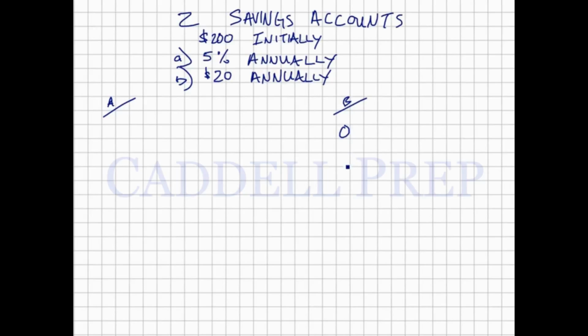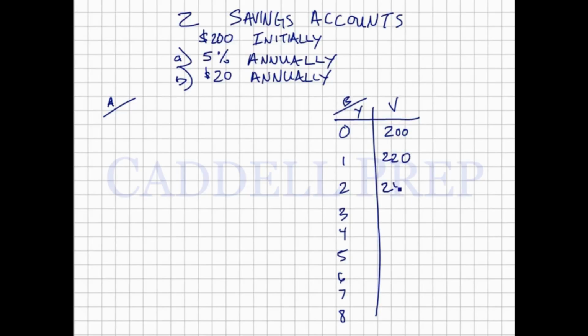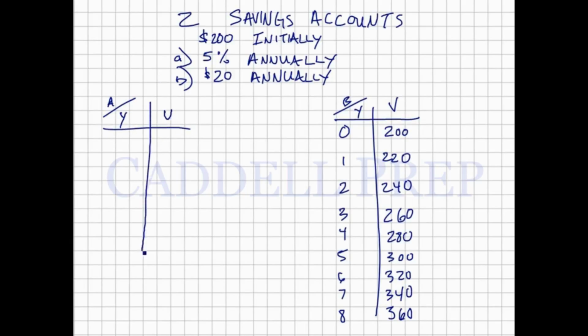So we have year 0, 1 year later, 2, 3, 4, 5, 6, 7, 8. So this is years, and then this is the value. So it's 200. Then a year later it grows by 20, so it would be 220. Then 240, 260, 280, 300, 320, 340, 360. So each year it just increases by $20. Let's look at this account.